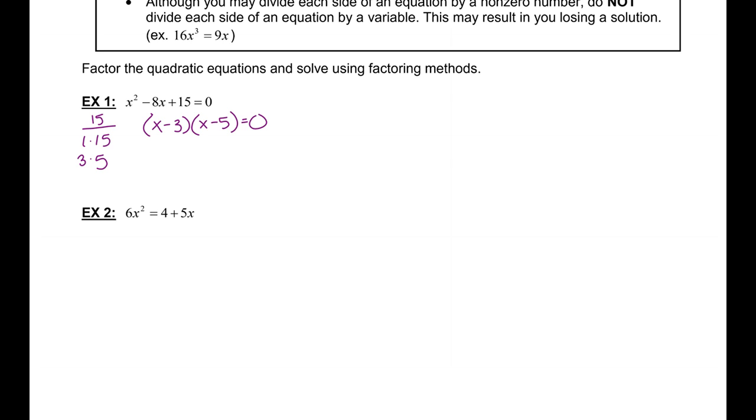Once you have factored the left side of the equation, you're going to solve by setting both factors equal to 0. So either x minus 3 equals 0 or x minus 5 equals 0. So if we solve, we get x equals 3 or x equals 5.